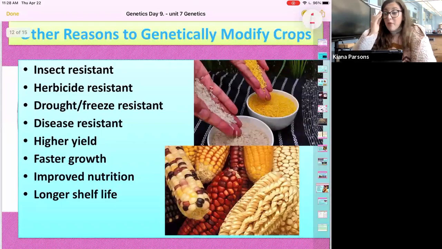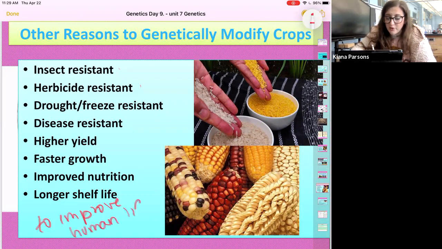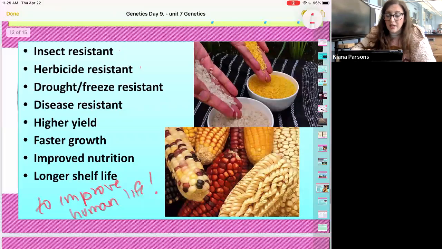Other reasons to genetically modify crops. So we modify crops to be insect resistant, so they can't be harmed by bugs, herbicide resistant, so they can kill all the weeds that are growing near the vegetables and still keep growing the vegetables. Drought and freeze resistant, meaning they can grow in any climate. Disease resistant, so they're not harmed by diseases. Higher yield, faster growth, improved nutrition, longer shelf life. All of these things are to improve the human experience without really very much regard for the organisms that we are modifying. But this is all to improve human life, which is a good thing.